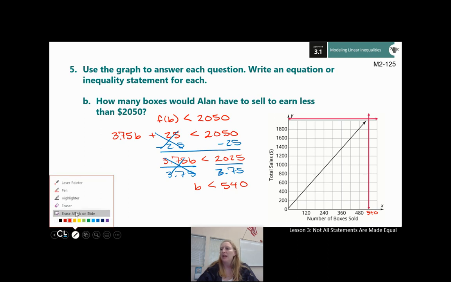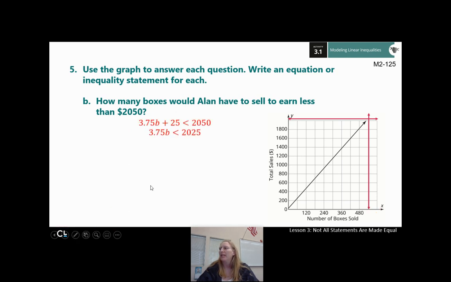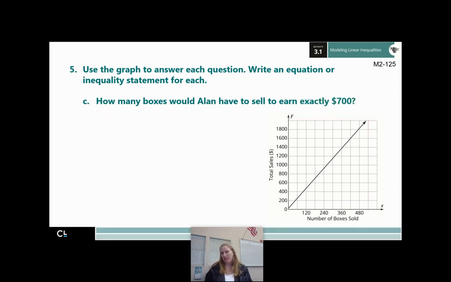Again, I'm going to clear this up and we'll make it all pretty. That's so much prettier. So Alan would have to sell fewer than 540 boxes to make less than $2,050. Last one. How many boxes would Alan have to sell to earn exactly $700?